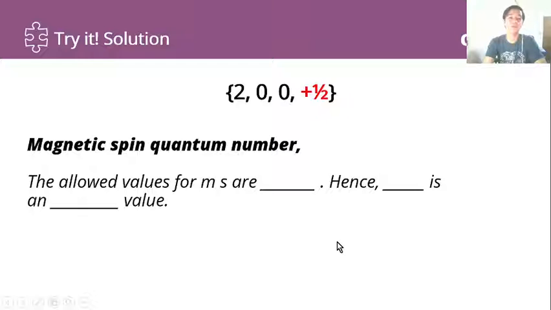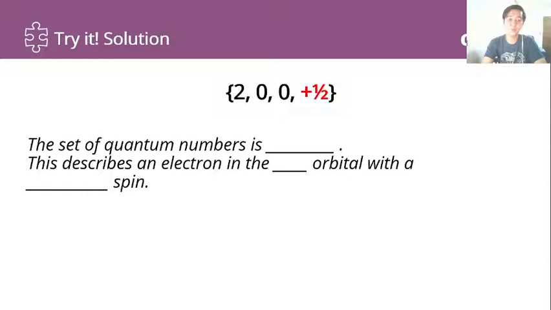For the magnetic spin quantum number, it's +1/2. We know that the allowed values are +1/2 or -1/2. Therefore, +1/2 is an allowed value. So therefore, the set of quantum numbers is allowed.